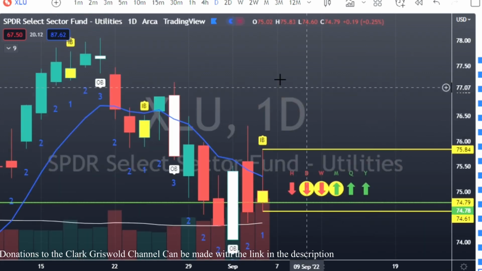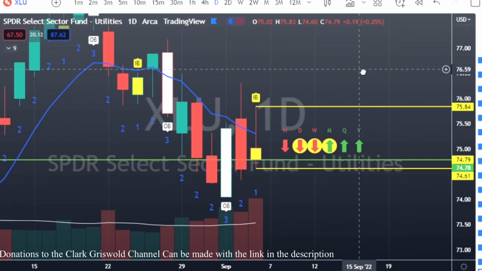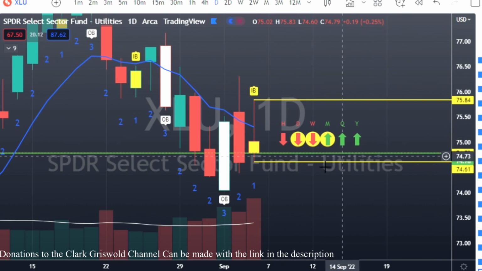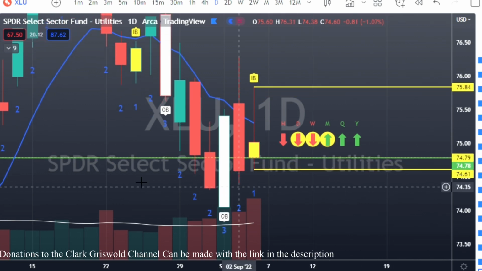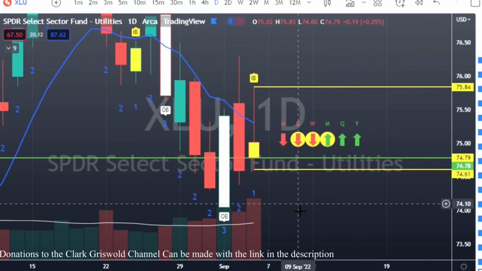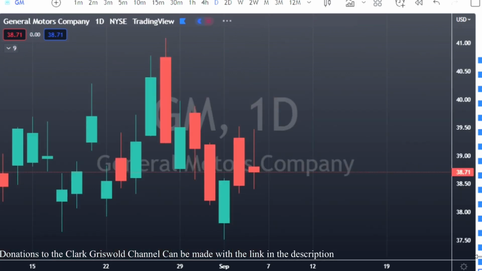XLU, Utilities ETF through Spider, inside bar, inverse hammer, shooter candle, whatever you want to call it, puts at 74.61 and calls at 75.84. I would be looking for puts for sure on XLU. Not saying that that's what's going to happen, but that's what I would be looking for.